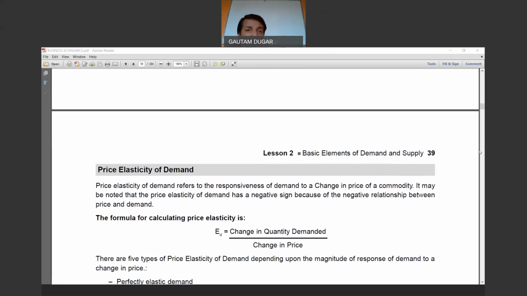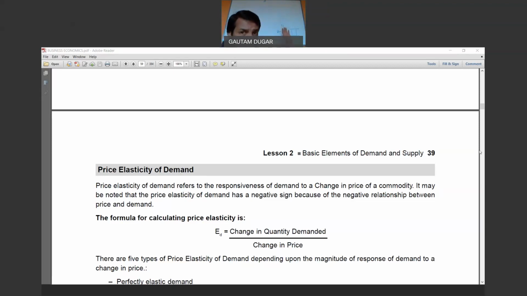In case of perfectly elastic demand, that is elasticity equals to infinity, what happens? Here we are measuring the price, we are measuring the quantity. Obviously, the demand curve would be a horizontal straight line parallel to the x-axis, showing that at the same price level, demand may increase, may decrease.